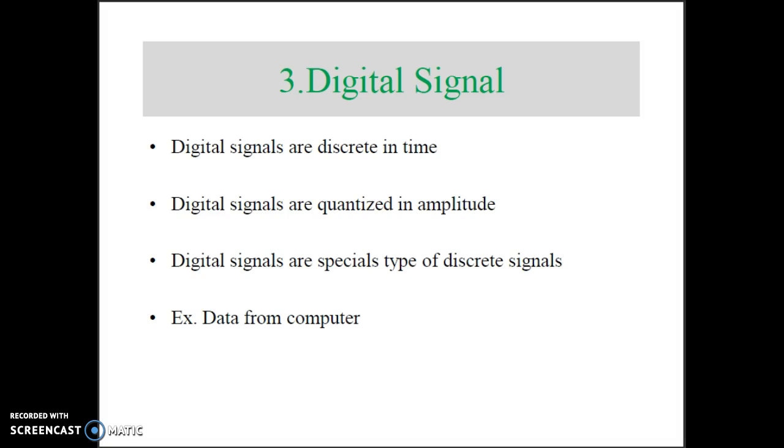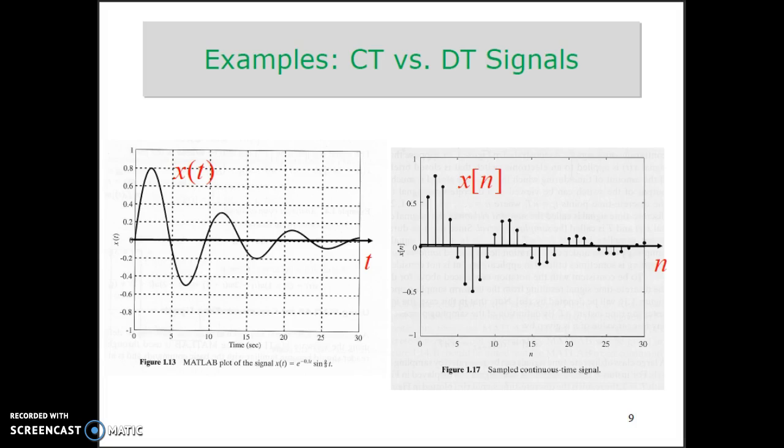Another important type of signal is the digital signal. Digital signals are a special case of discrete time signals. The first important parameter is time, and time is discrete in nature for digital signals. The second important parameter is amplitude, and amplitude is also discrete in nature, or we can say that digital signals are quantized in amplitude. So for digital signals, both time and amplitude are discrete in nature. Digital signals can be specified using only two levels, high level and low level, or can be represented by ones and zeros. Data from computers are examples of digital signals.